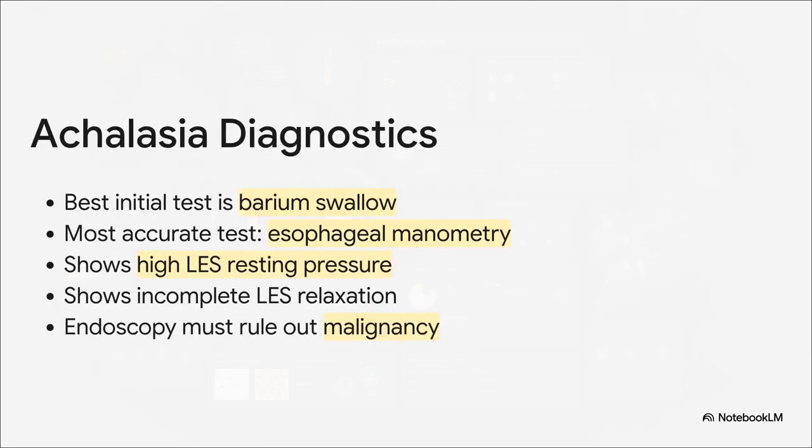Now, when that concurrent solid and liquid presentation makes you suspect a motility disease like achalasia, you need to know the preferred test. The most accurate diagnostic test here is esophageal manometry. It directly reveals the mechanism. You'll see a high lower esophageal sphincter resting pressure combined with incomplete relaxation of that sphincter when the patient swallows. You absolutely must identify these specific pressure changes to confirm your diagnosis.